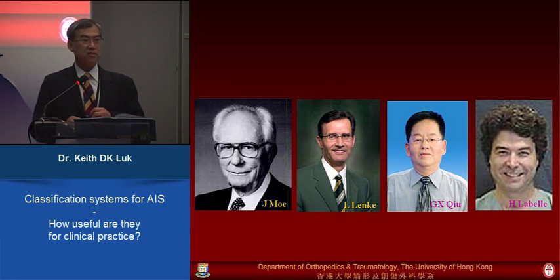There are two other classifications that are available, but I don't think we're using them. One is the classification derived from Beijing, from a very large cohort of patients, and then Hubert Labelle's classification based on the 3D deformity in 2006. So which one of these classifications satisfies the criteria that we mentioned in the first slide?